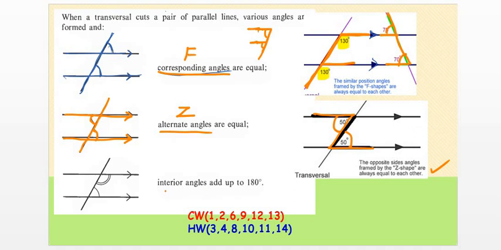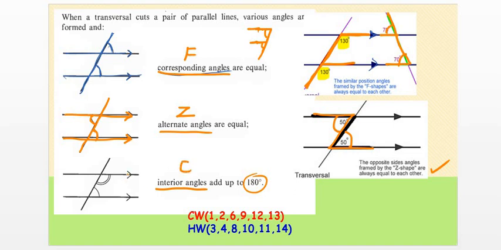Okay, what about this one? Interior angles add up to 180 degrees. How? Now we have two parallel lines, this one, and then we have a transversal. Then we get a pair of angles that are co-interior angles. They are inside the parallel lines. They are on one side of the transversal. So such angles always add up to 180. For example, if this angle is 70, then for sure this angle will be 110. Clear? And how can we memorize what letter we can keep in our mind for co-interior angles?